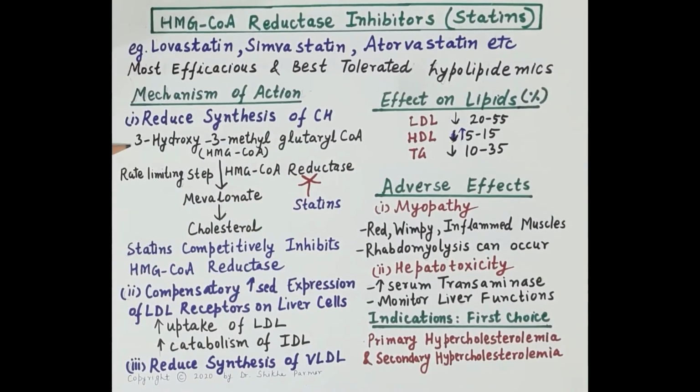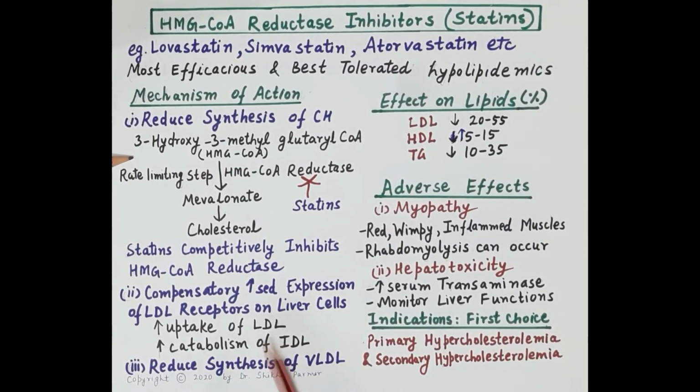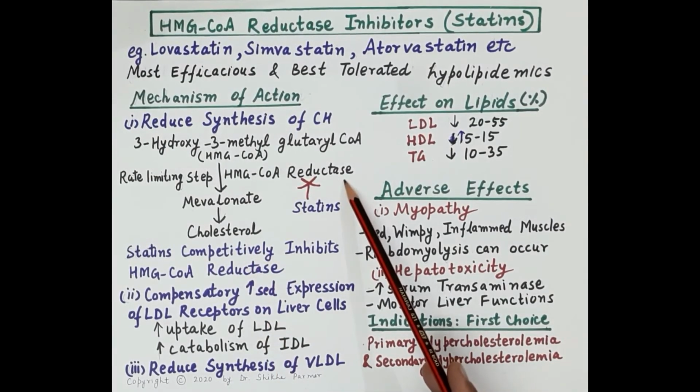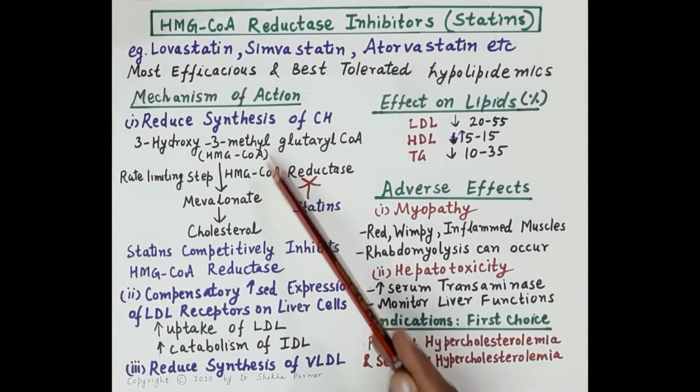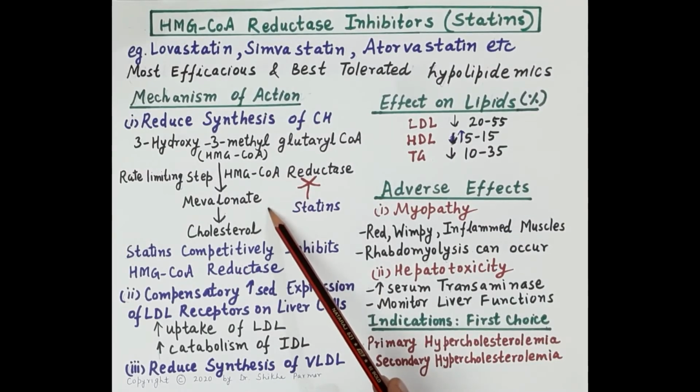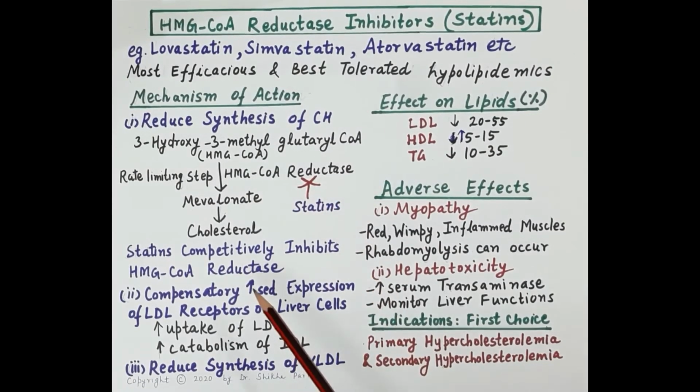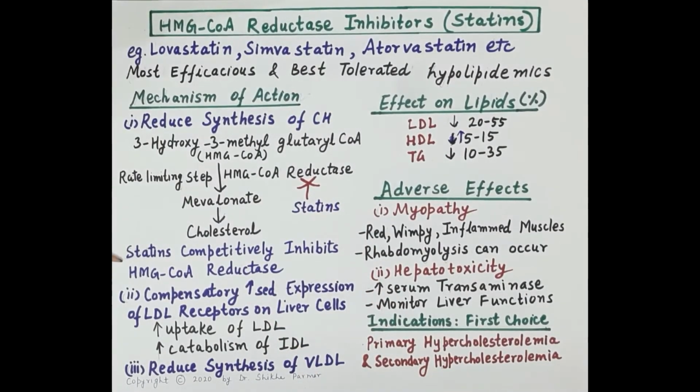Now in the liver, HMG coenzyme A is converted into mevalonate, and mevalonate is further converted into cholesterol. HMG coenzyme A reductase is a key enzyme that regulates the rate limiting step, that is the conversion of HMG coenzyme A to mevalonate. And statins competitively inhibit this enzyme. So the main mechanism of action of statins is to reduce the synthesis of cholesterol in the liver.